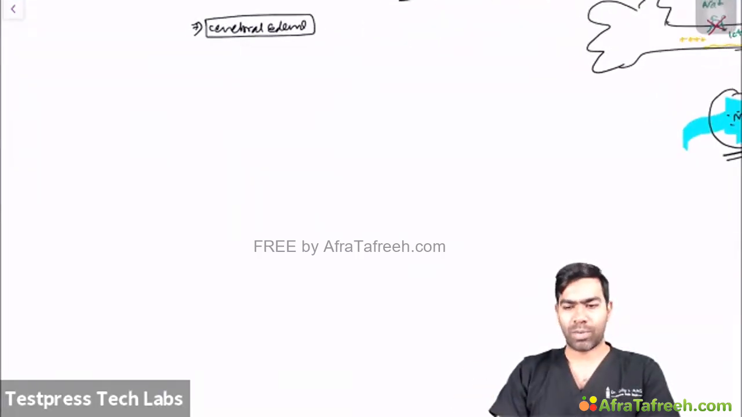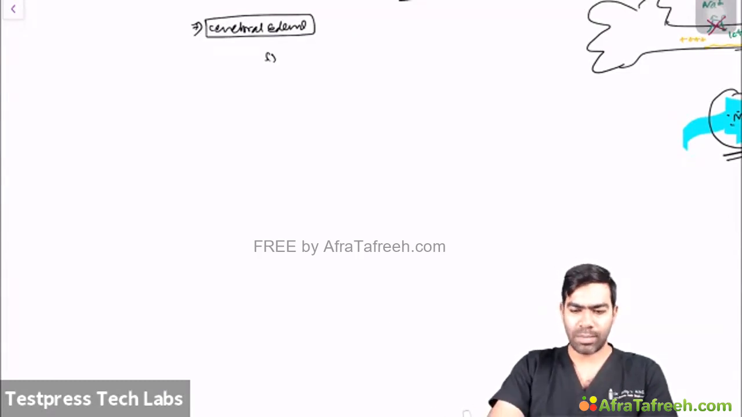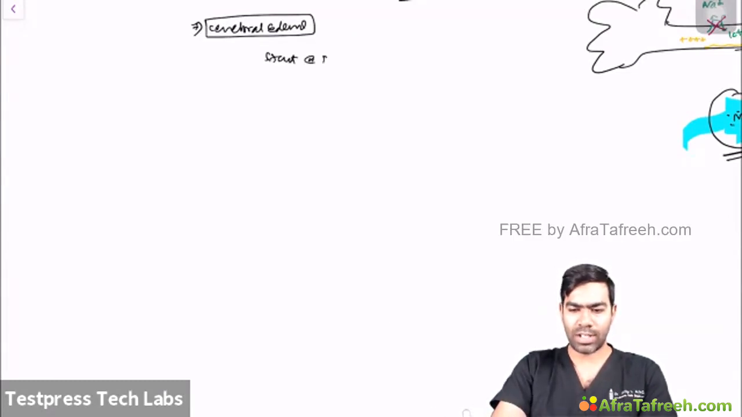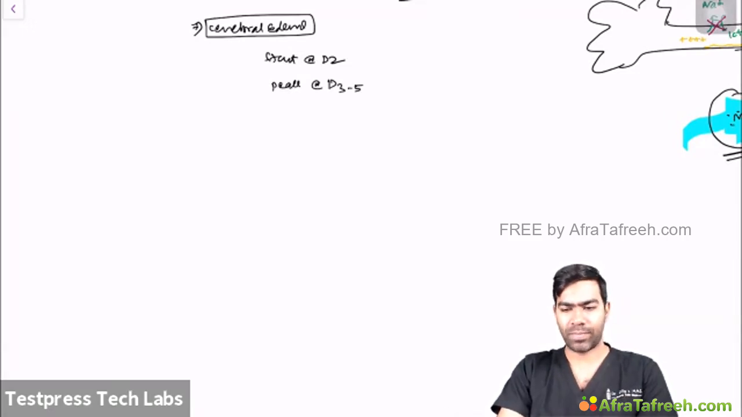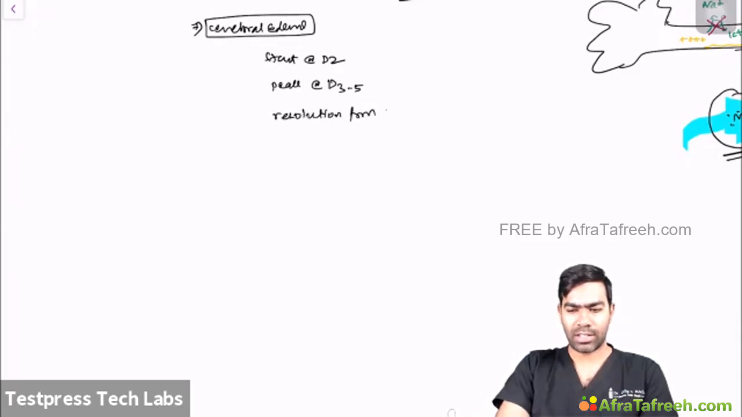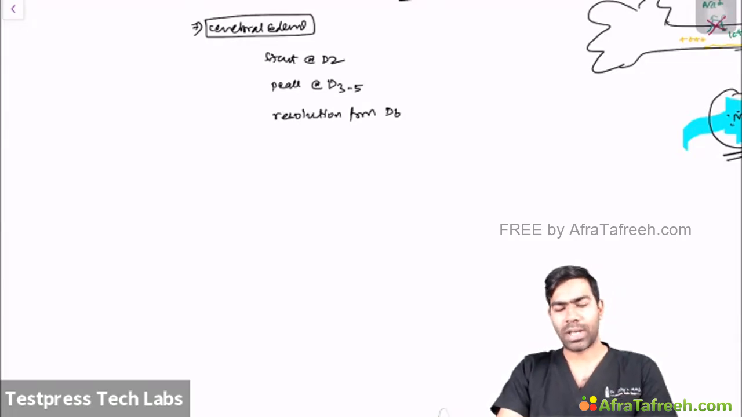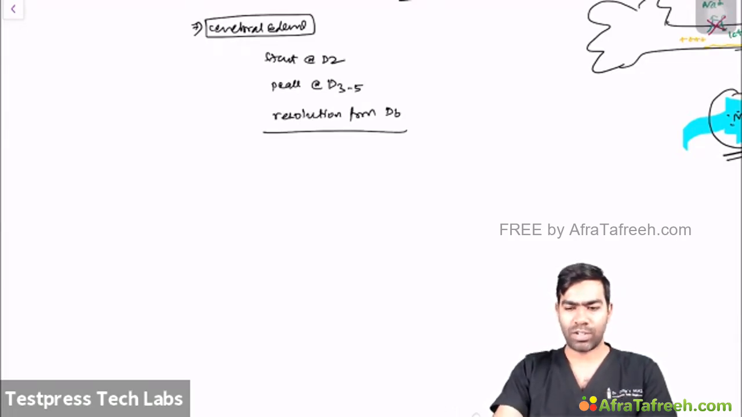So this is a real-time problem. You need to know when the cerebral edema is going to peak, basically. Usually the cerebral edema is going to start by around the second day. It's going to peak by day 3 to 5. So this is the time they have a peak cerebral edema. And by day 6, it starts resolving. Resolution from day 6, but usually resolution will be complete by around day 14. By day 14, the resolution will be complete.